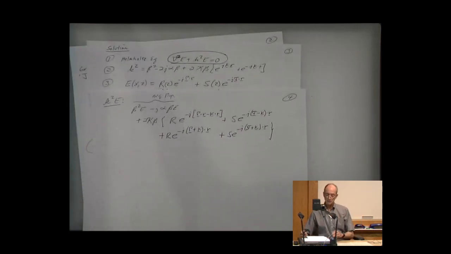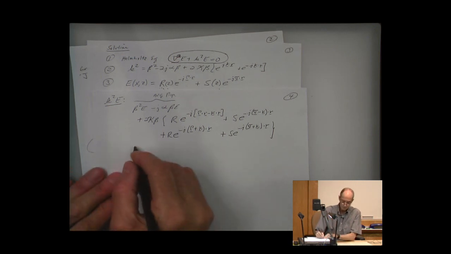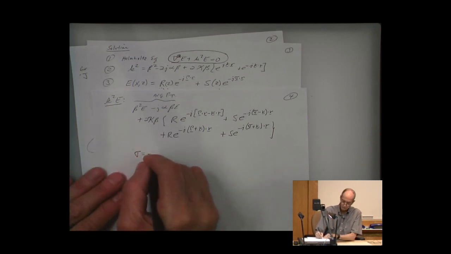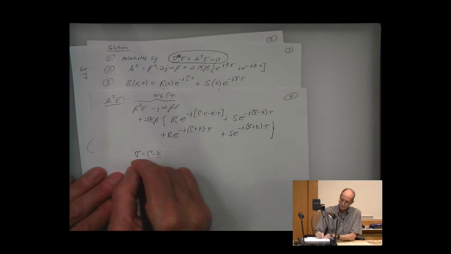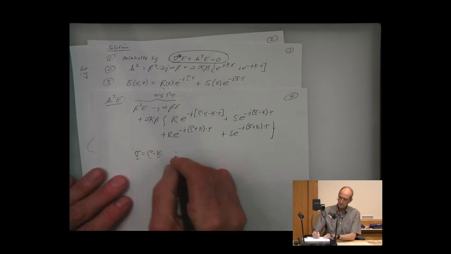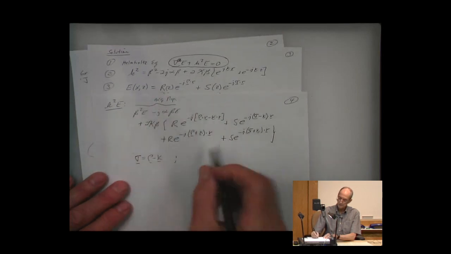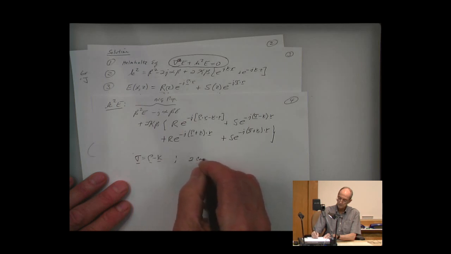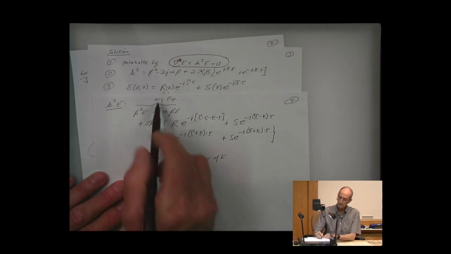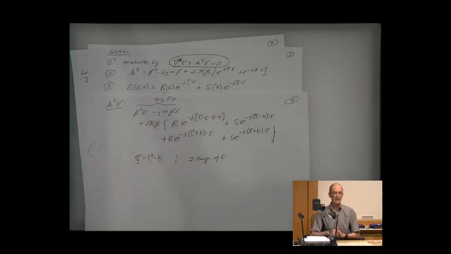Okay, so we have all the parts now, but before we combine them, let's think about the assumptions we've made for this analysis. One of the assumptions was that sigma is equal to rho minus k. And the other was that we only have 2 waves, so we only have 2 components of E. We only have R and S, and that's it.